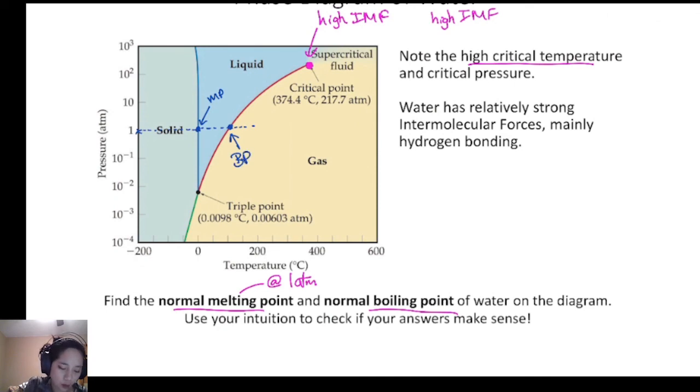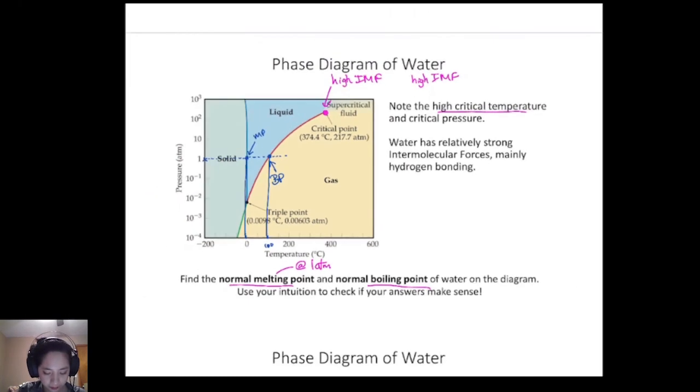And so you can see what temperature that actually corresponds with. Here it's around 0. My lines aren't that straight. And it's about 100. So 100 and 0. Hopefully, use your intuition. If you check this out yourself at home, you can see that it does check out: the melting point is 0 degrees Celsius and your boiling point is 100 degrees Celsius.